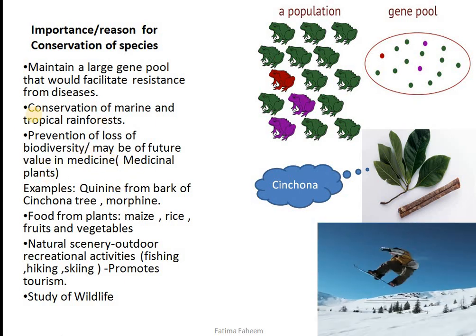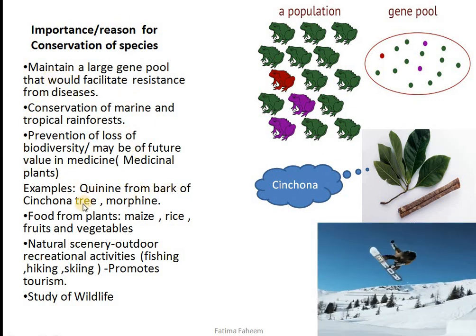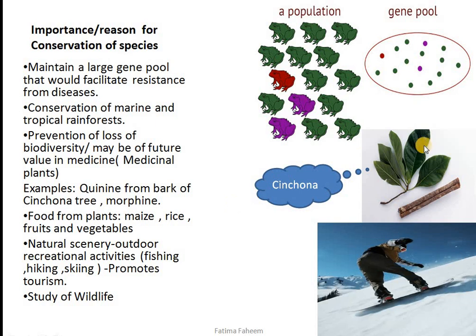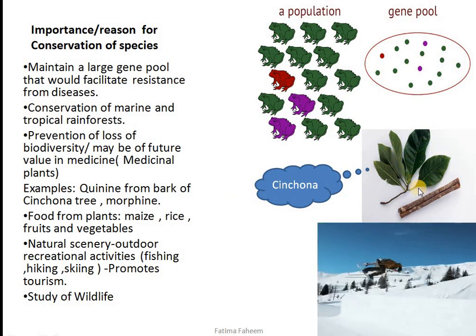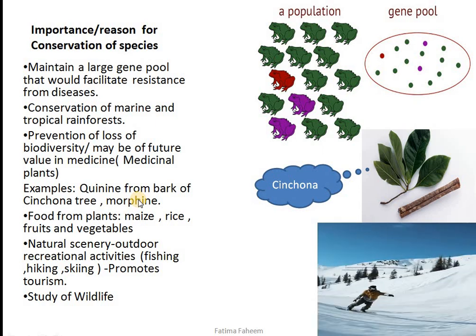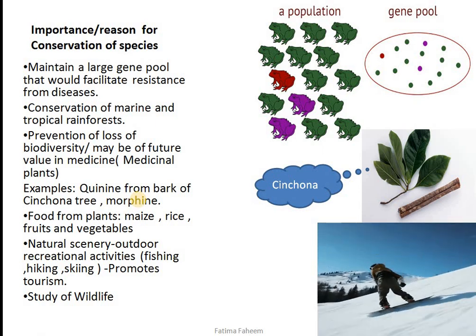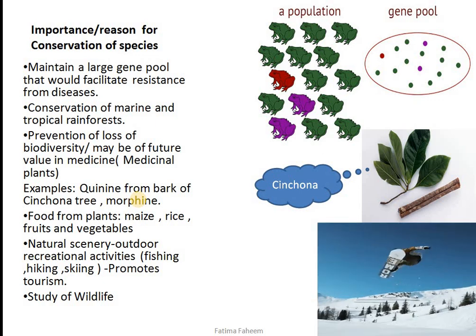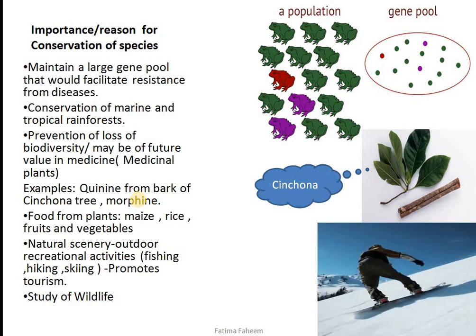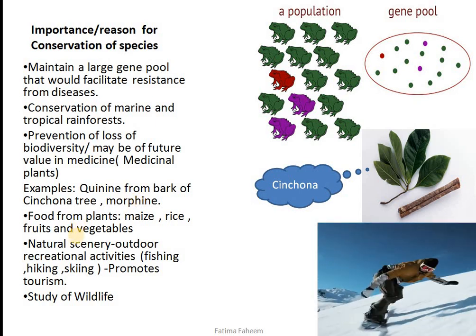For example, we get quinine, which is an anti-malarial drug, from a plant called the cinchona tree. This is the diagram given here, the bark and the plant. Morphine is also used in the medicinal industry, in medicine. It is also obtained from plant sources. There are other foods, vegetables and crops that we use as a food source.